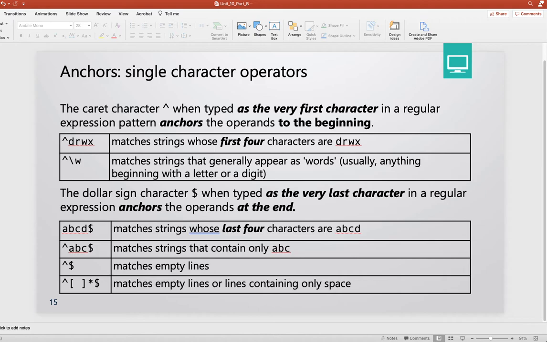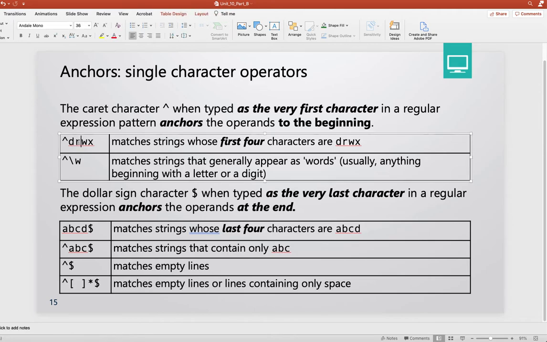And the caret character, when typed as the very first character in the regular expression pattern, anchors the operand to the beginning. Okay? So for example, if you have this pattern, the first character is the caret character followed by D, R, W, and X, it will match a string whose first four characters are D, R, W, and X. Okay? And the dollar sign character, when typed as the very last character in the regular expression, anchors the operand at the end.